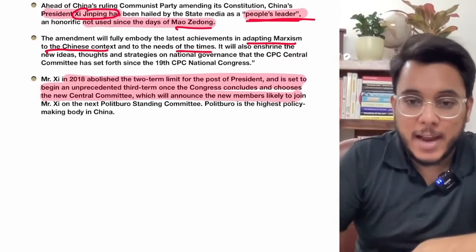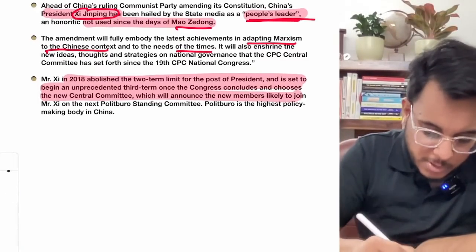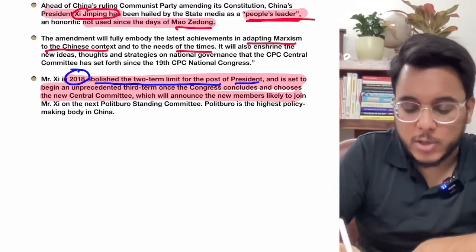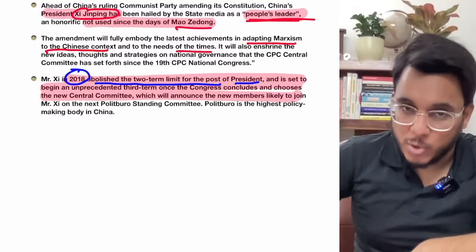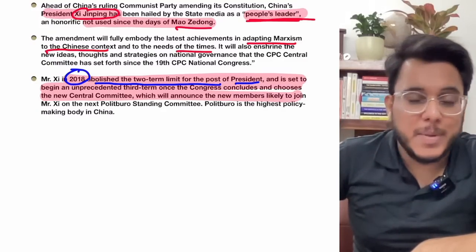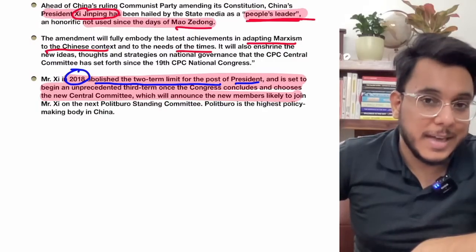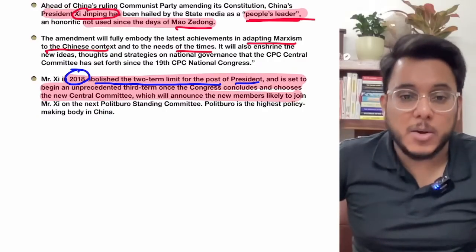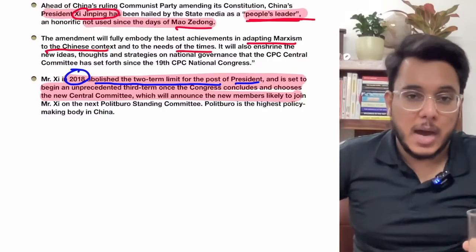Moreover, already we have discussed this, that in 2018 Xi Jinping abolished the 2-year term limit for the post of the president. Okay, so there was a term limit, now that has been abolished, and now Xi Jinping is going to become the president for the third time, and even he might be the president for life because the limit on the presidency has already been abolished.